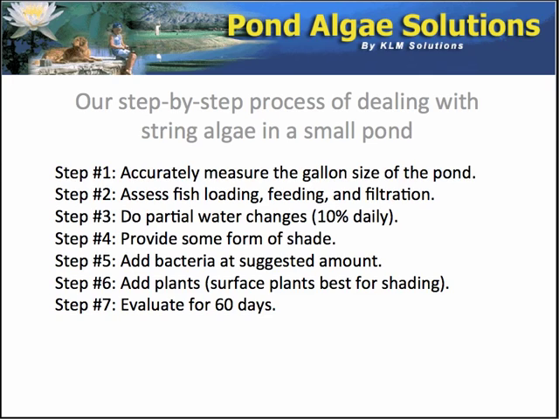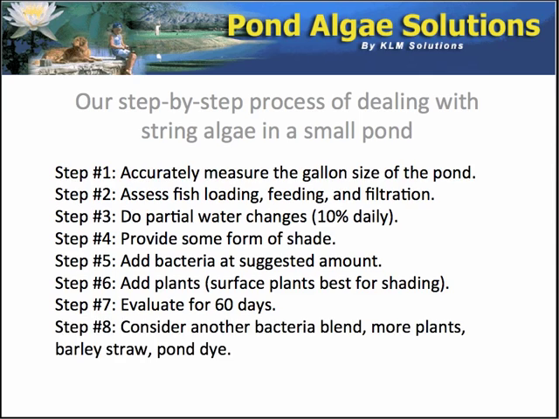And with string algae, you will oftentimes see this stuff beginning to go backwards rather than progress out and spread more throughout the pond. Now, if we don't see improvements in those 60 days, we might do some water testing. We might look at pH. We might look at alkalinity and water hardness and see where those things are at. We might consider trying another or different blend of beneficial bacteria.